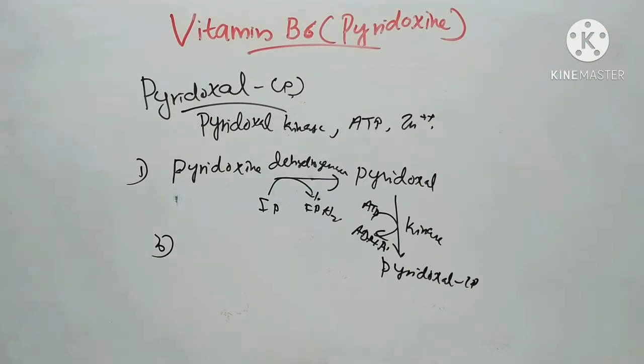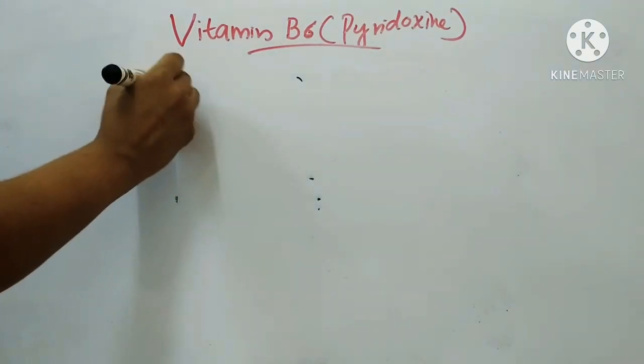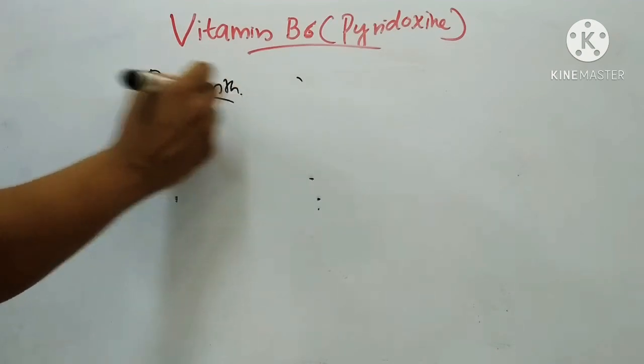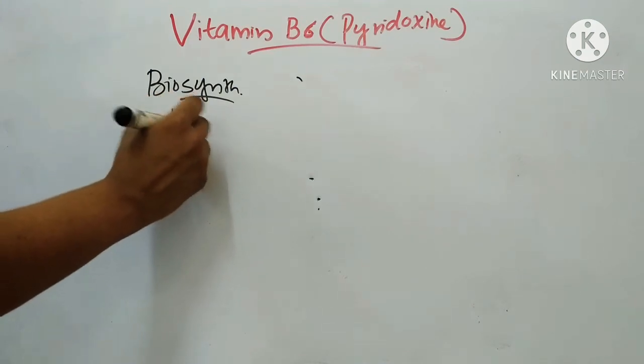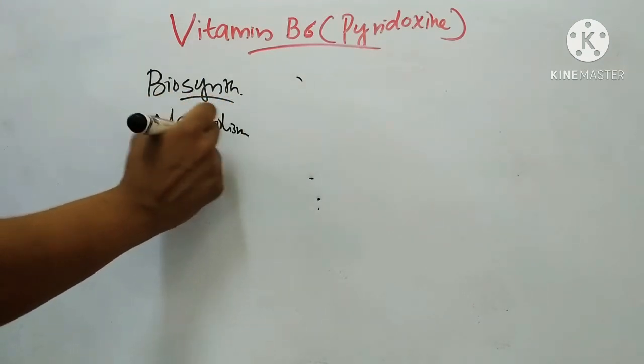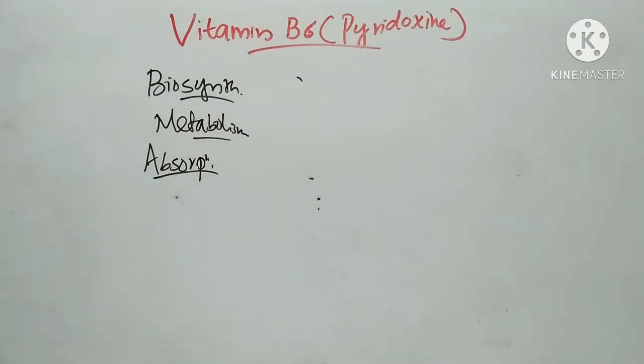Next we will see biosynthesis of vitamin B6. Vitamin B6 can be formed by microorganisms and also by plants. Human beings cannot synthesize the vitamin, hence it has to be supplied by the diet. Intestinal bacteria can synthesize the vitamin. Next is metabolism. First is absorption: dietary vitamin B6 is readily absorbed by the small intestine.